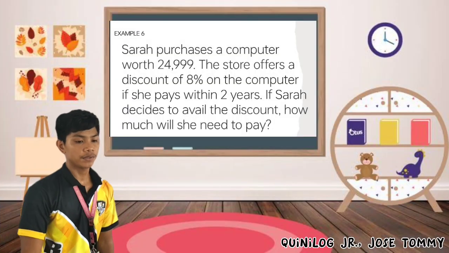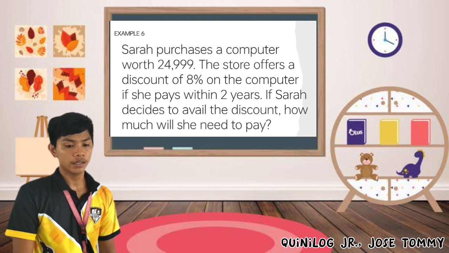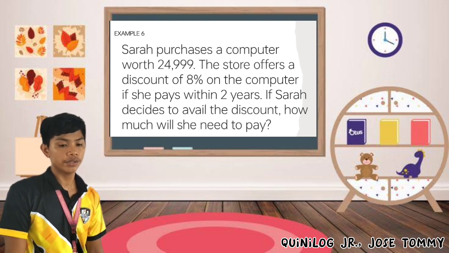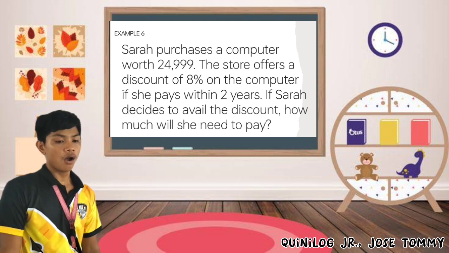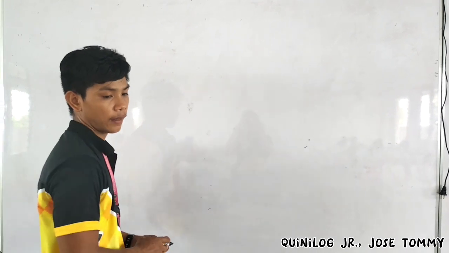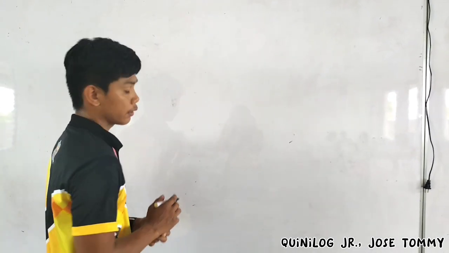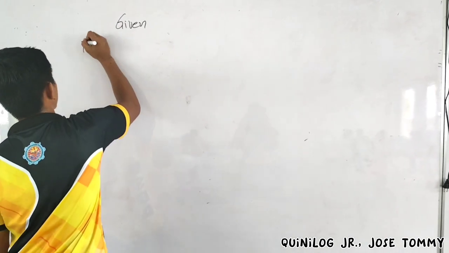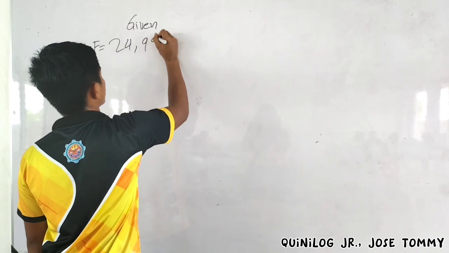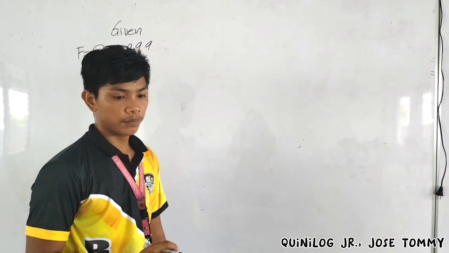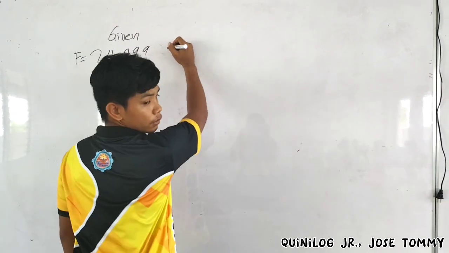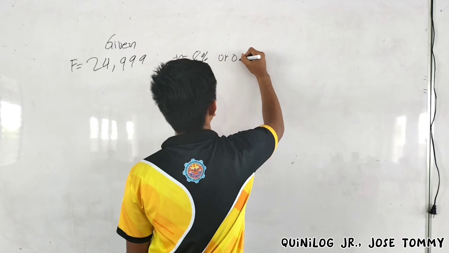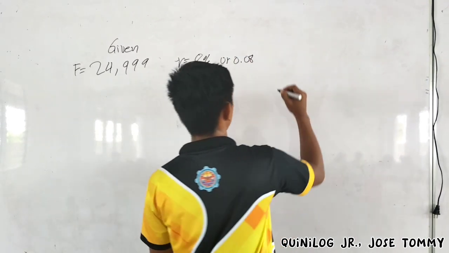Example number 6. Sarah purchases a computer worth 24,999. The store offers a discount of 8% on the computer if she pays within 2 years. If Sarah decides to avail the discount, how much will she need to pay? So akong given guys kay ang final amount kay 24,999. Ang rate na to is 8%, equivalent sa 0.08. Ang ato time is 2 years.